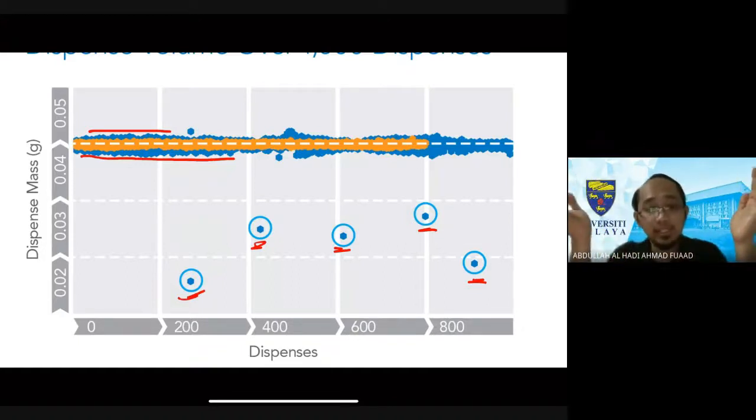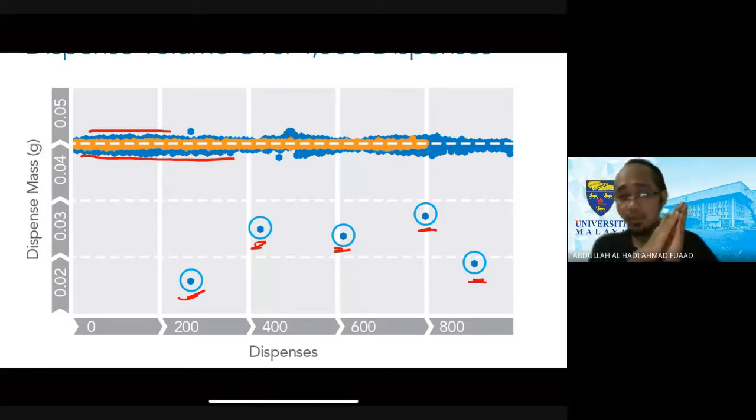Otherwise, you can see the plus and minus error range. So the error is huge, it's bigger compared to if you have a degassed system, where the results are more accurate.